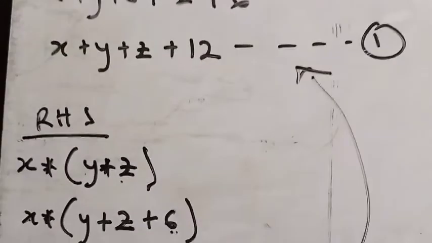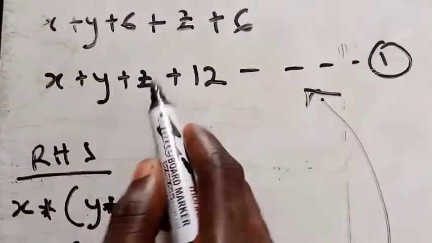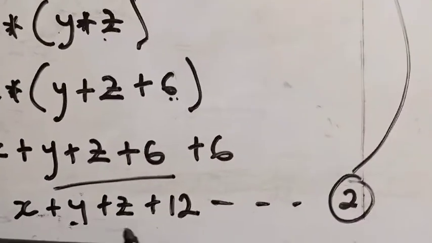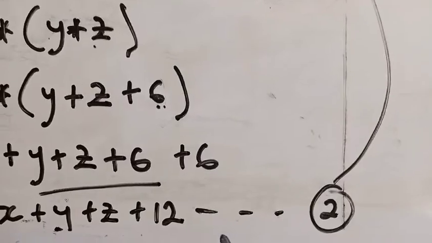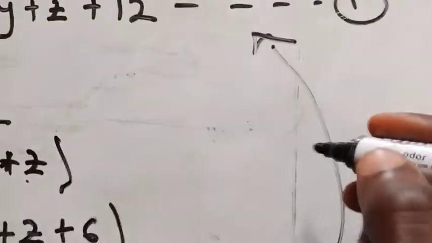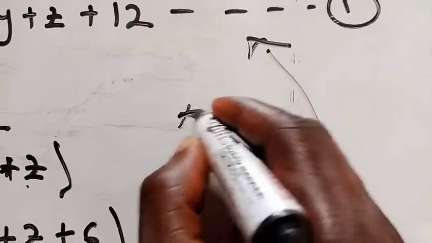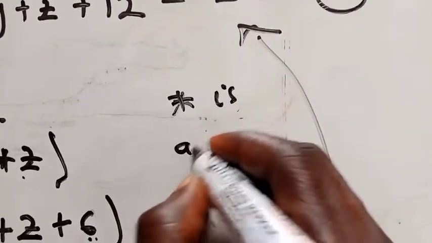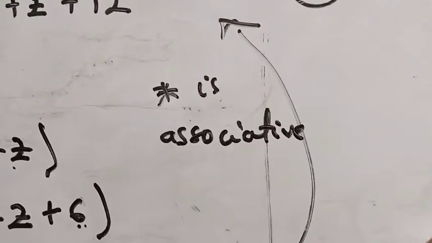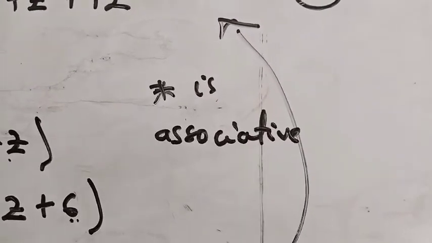Is that okay? Because we have x plus y plus z and then plus stuff, yes, we are having the same thing, x plus y plus z and then plus stuff, right? So this is what we are having at the end. If that happens, we say that the operation star is associative, right? It's associative.